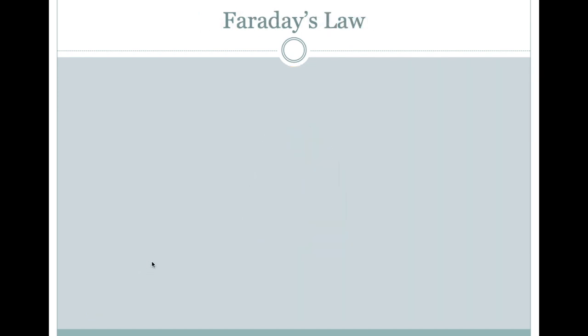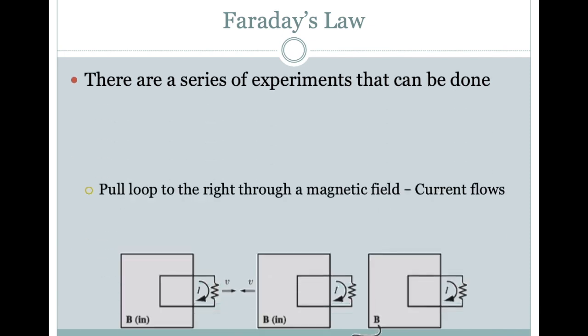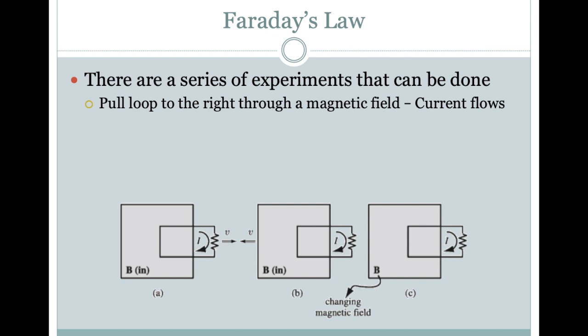Now let's discuss this in a little bit more detail. There are a series of experiments that can show how this can be done and what we can attribute this to. First, let's take a bar magnet, shown in the gray box, and a loop circuit, shown as the regular circuit with the current going through it. And let's examine what happens under different setups.